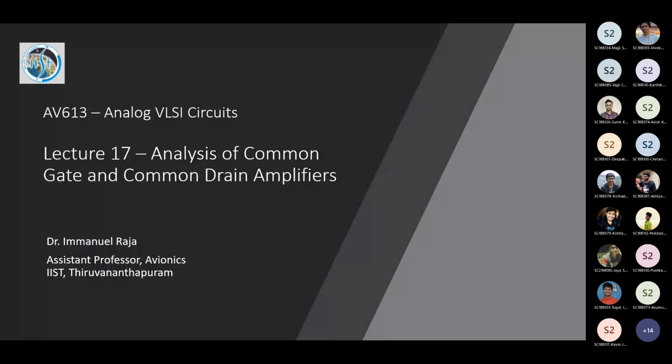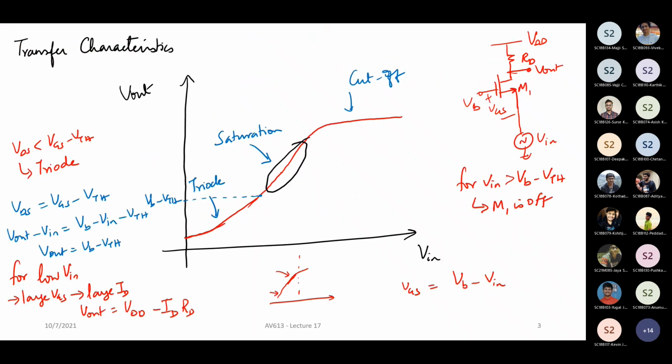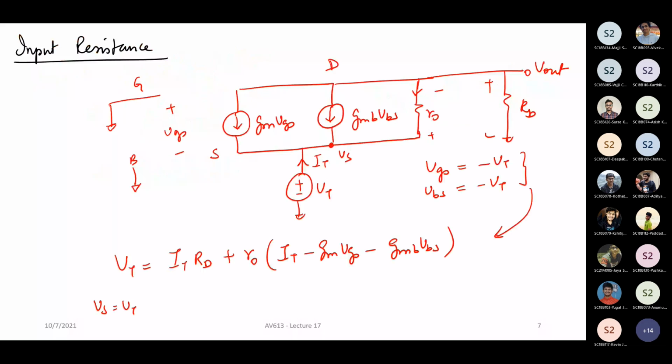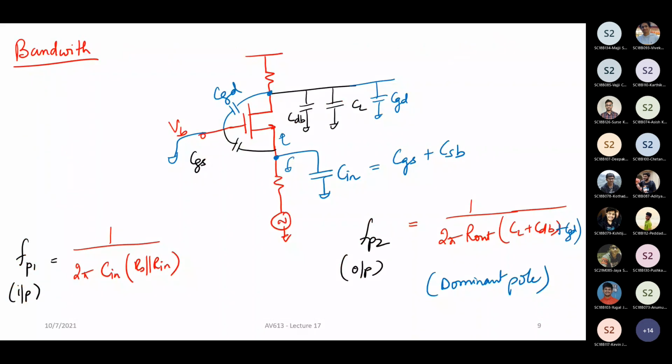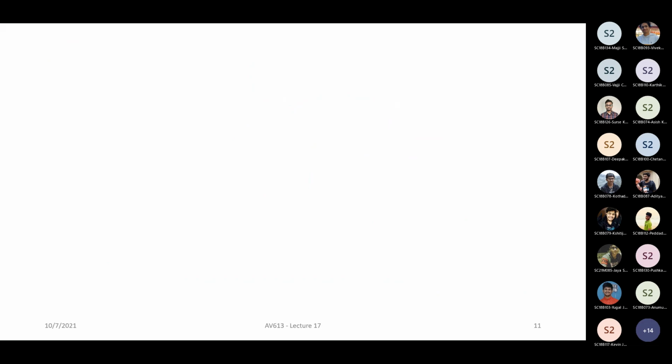In the previous class, we started looking at the common gate amplifier. We moved away from the analysis of common source and we started looking at common gate. We looked at different aspects of it. First of all, we looked at the transfer characteristics, and then we looked at how the input impedance behaves, how the output impedance behaves, and what is the gain of this amplifier. How does it basically behave? All these things we have looked at. We also looked at the bandwidth aspects of it. Now today we will move over to the noise analysis.